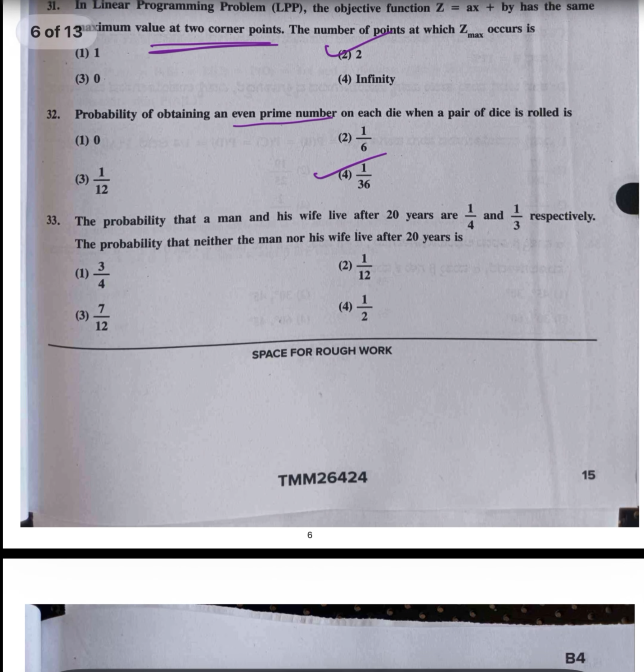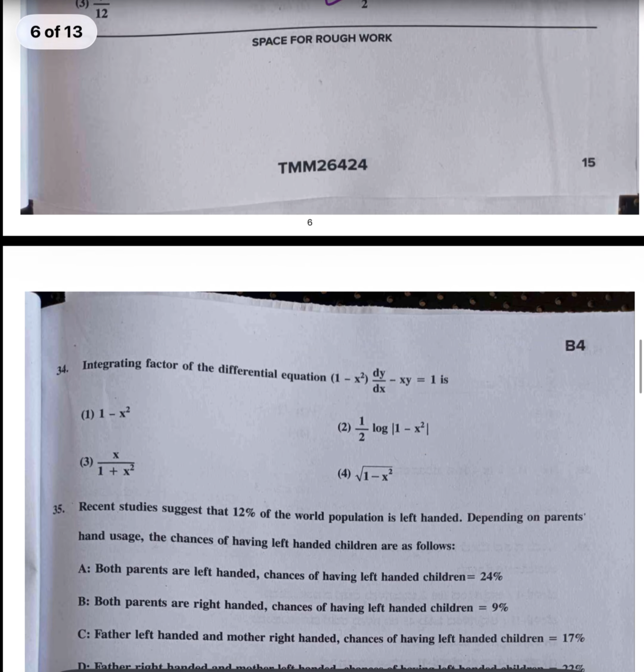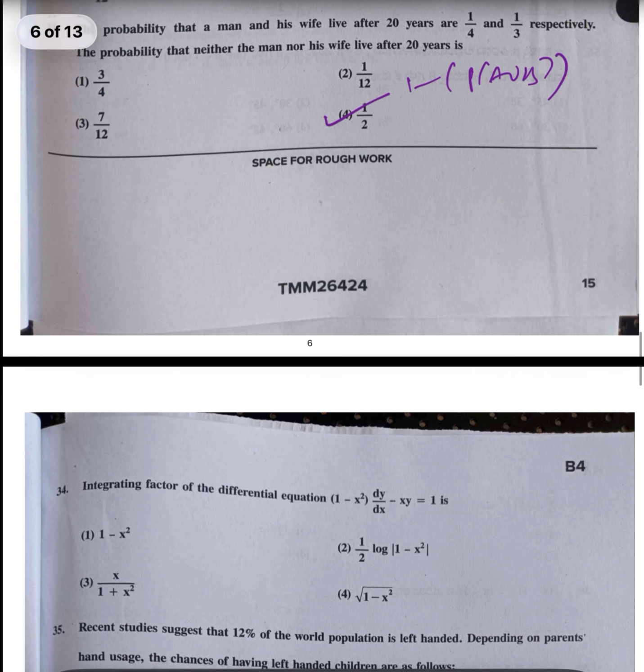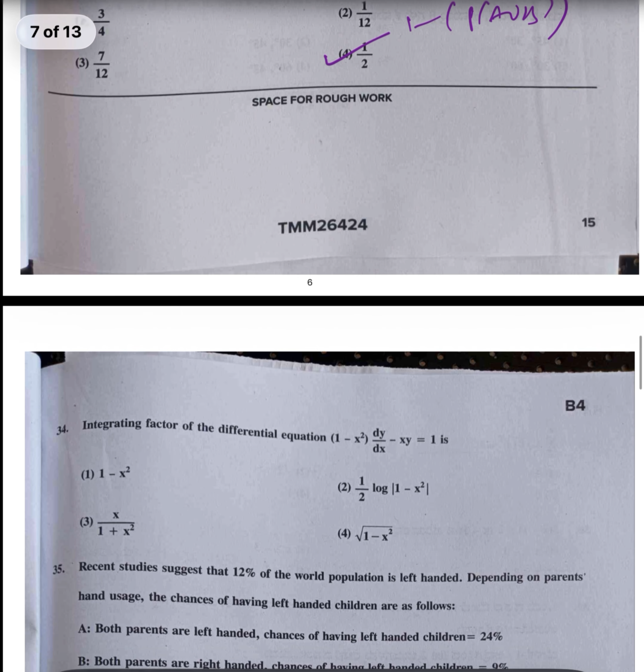Now coming to the next question, which is the probability of man, is like 1 by 4 and 1 by 3 respectively. The probability of neither, same procedure, 1 minus P of (A or B). Clearly the events of those two are independent, P of A plus P of B minus P of A into P of B we have, right?